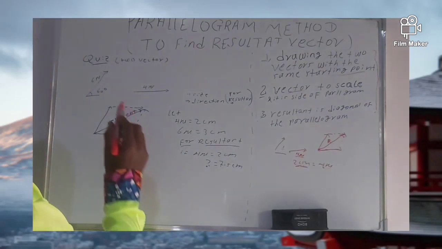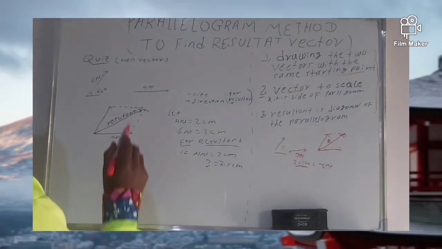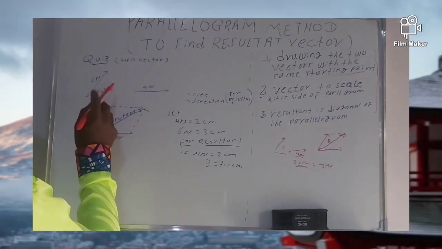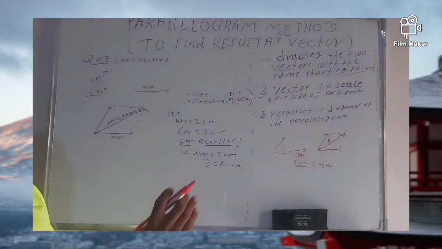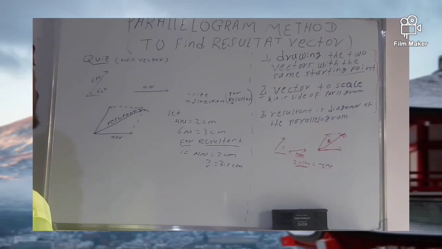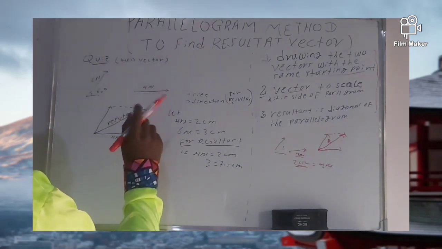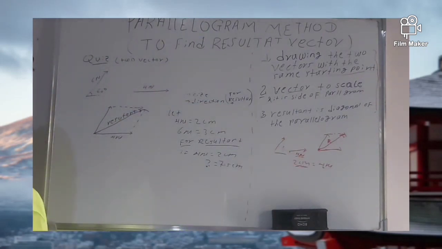By using these three steps, which are necessary, we can take the first case, which says 6 Newton at 60 degrees to the horizontal and 4 Newton horizontal to the right. Now, by using the parallelogram method, how can we find this resultant vector?